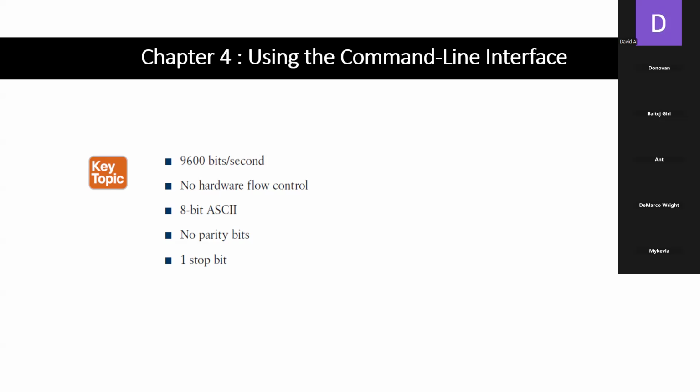Those settings need to be, if you are making a console connection, this is just for a console connection, if we're using PuTTY, we're going to put 9600 bits per second. I believe PuTTY has a section for that. No hardware flow control, 8-bit ASCII, no parity bits and 1 stop bit. Okay, take a screenshot if you need to. These are the settings if you want to use a console connection using a terminal emulator.